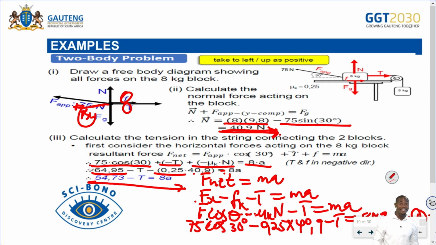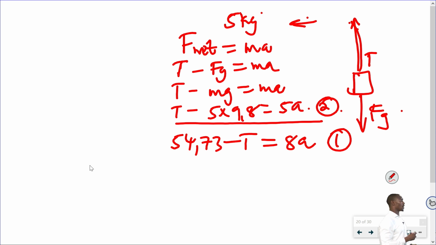So eliminate A, right? Or some learners can start by finding A, and after finding A, you can calculate the tension. But let's just go straight to the point, because we are looking for what here? For tension, we need to eliminate what? A. So how can we eliminate A?